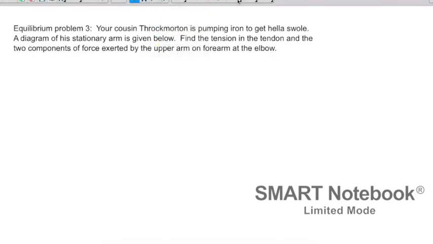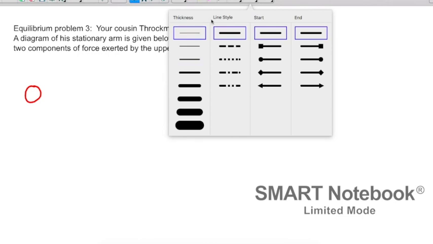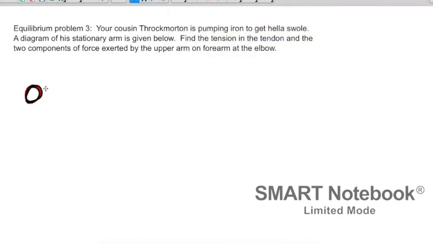This time our cousin Throckmorton is pumping iron to get hella swole. Of course he is. A diagram of his stationary arm is given below. Let me give you the diagram of his stationary arm. So here's the weight he's pumping. And here's his forearm. Oh boy. And here's his elbow, and here's his bicep. Oh my. And his upper arm. Okay.